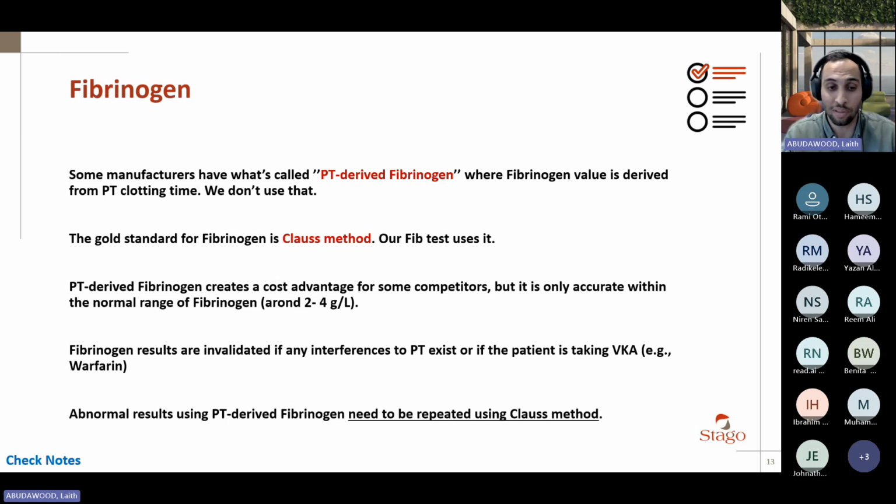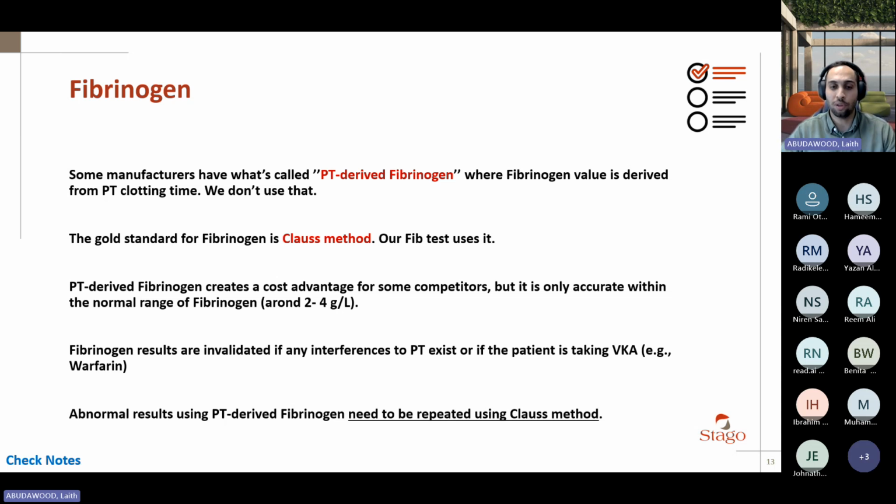So you probably say, oh, this is wonderful. How can we compete with that? Now, obviously this will come at a huge cost saving for the customer. But you have to pay attention to a very important point. PT-derived fibrinogen is not the standard for fibrinogen. The gold standard for fibrinogen is a methodology called the Clauss method. The Clauss method is the one we use, the liquid fib reagent, or actually all competitors really have it.